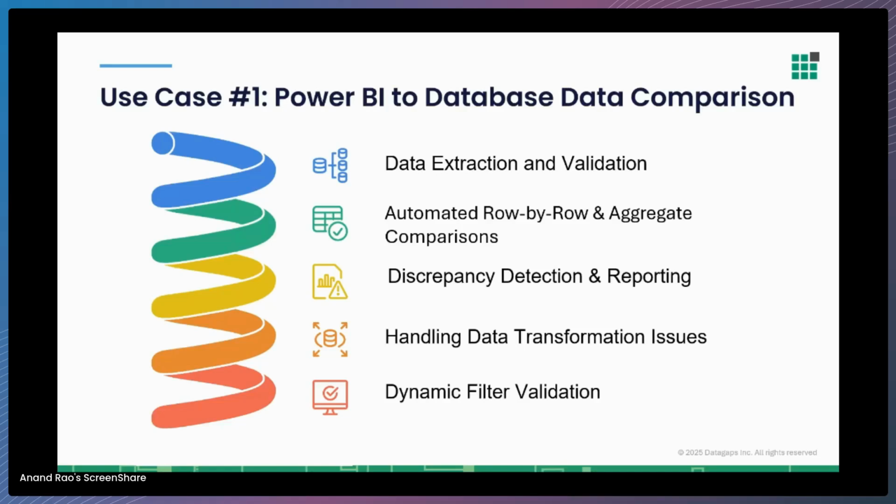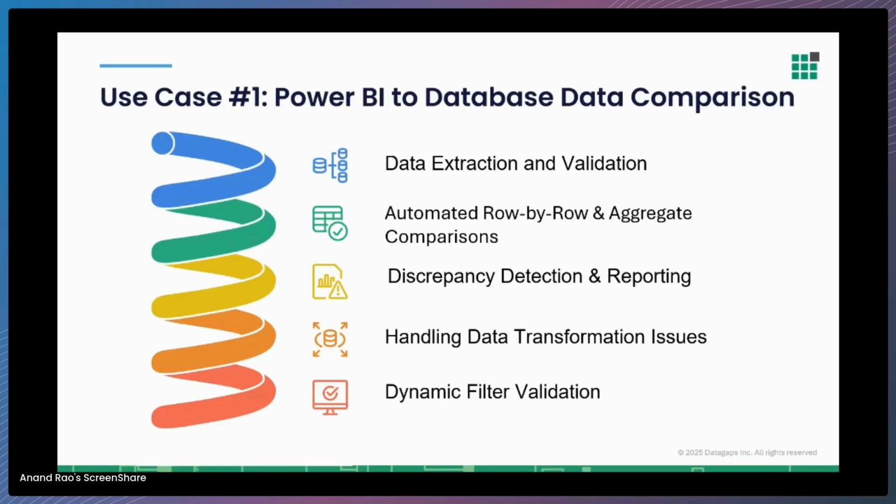So automated tools like Datagaps BI Validator streamline this by pulling the report data, applying the transformations, and verifying consistency through row by row and aggregate comparisons. So all the counts, the sums, the averages, and other comparisons. Error detection identifies missing, duplicate, or mismatched records, generating reports for resolution.